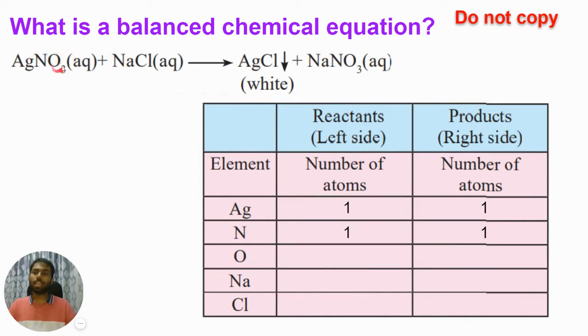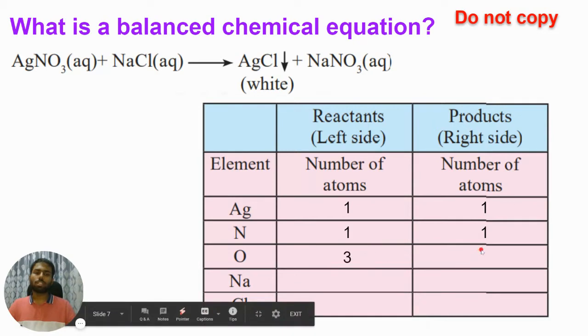Here I can see 3 atoms of oxygen. Right side maybe 3 atoms of oxygen. So 3, 3. Okay. Next, sodium. I can see 1 over here. So put 1 here and 1 over here. Finally, chlorine.